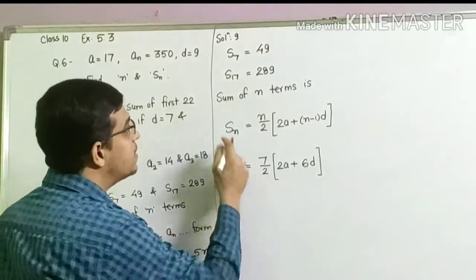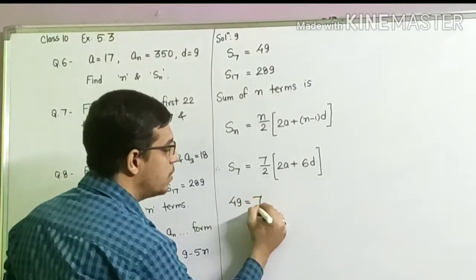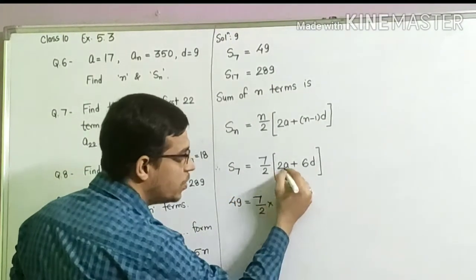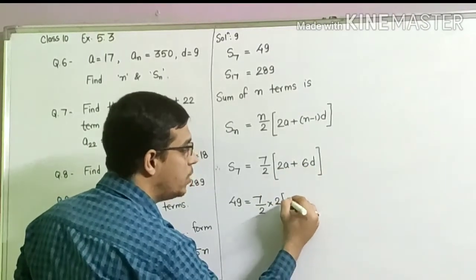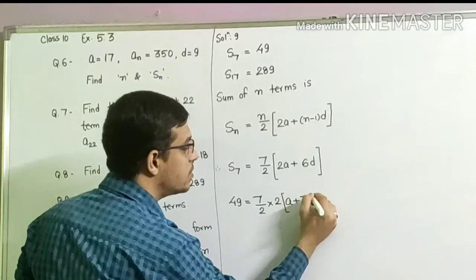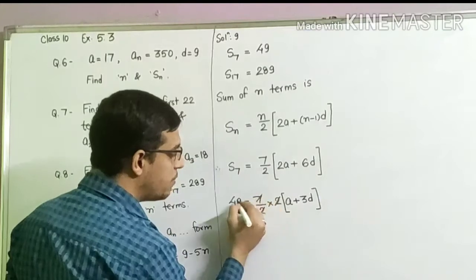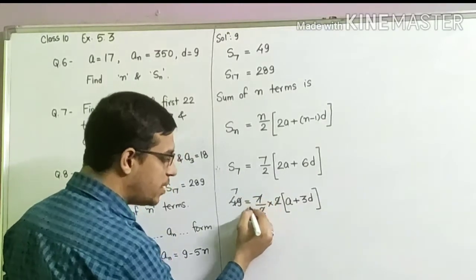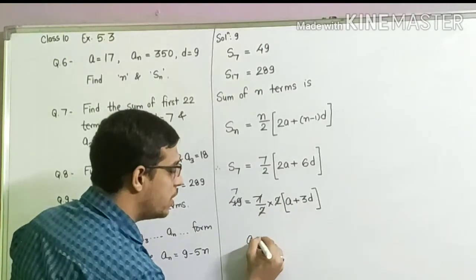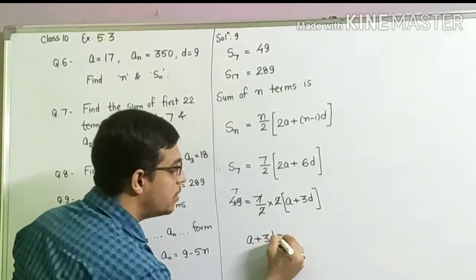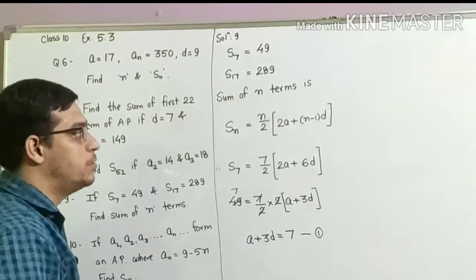Okay, now S7 value is given, 49. So this will be 49 equals 7 by 2 into, check, 2 or 6, I take 2 common, it will be a plus 3d. 2 and 2 cancel, 7 7s are 49. This is the numerator, and the denominator will come down and cancel, I have done it directly. So what I get is a plus 3d is equal to 7. This is my equation number 1.